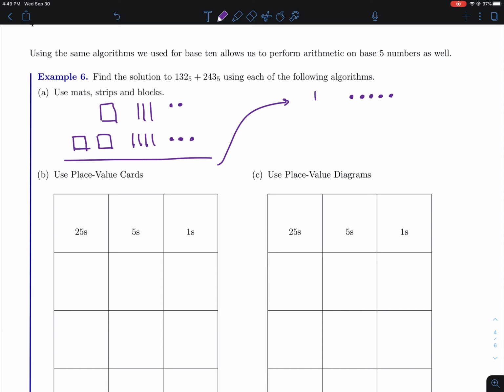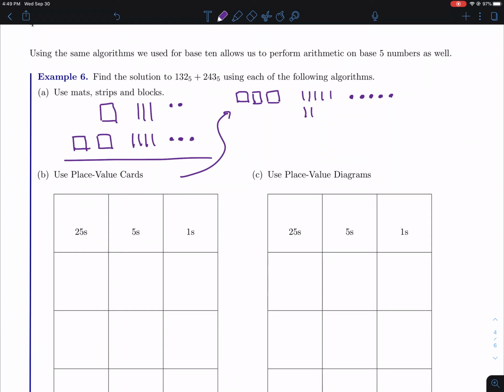I started off with 3 strips, and to that I'm going to add 4 more. So there's 1, 2, 3, 4, 5, 6, 7 strips, it looks like. And whoops, let me erase this line since it's right in my way. And then I had 1 mat, and I'm bringing 2 more mats down.